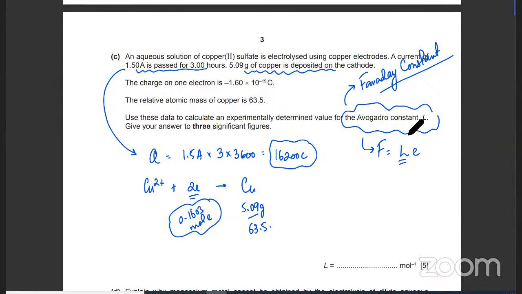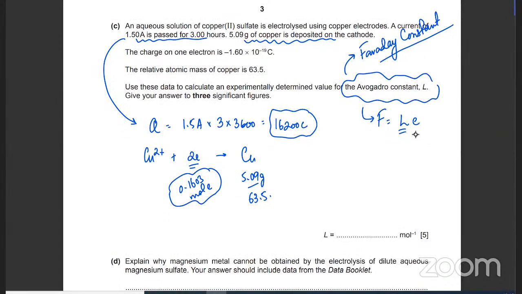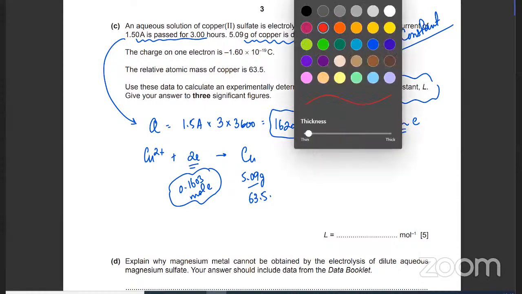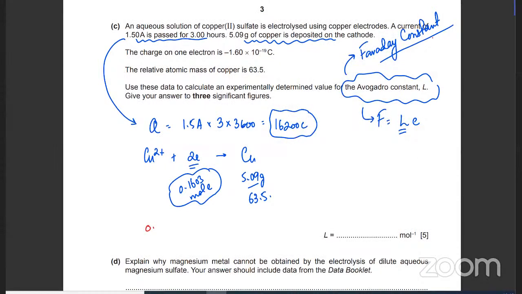Now, based on this, what we have figured out so far is, I know that 0.1603 moles of electrons has what charge? It has 16,200 coulombs of charge, right? Now I'm going to try and figure out the Faraday constant experimentally. What is the Faraday constant? It's the charge on 1 mole of electrons, right? So I'm going to try and figure out the Faraday constant experimentally without using the Avogadro constant. I'm going to use ratios.